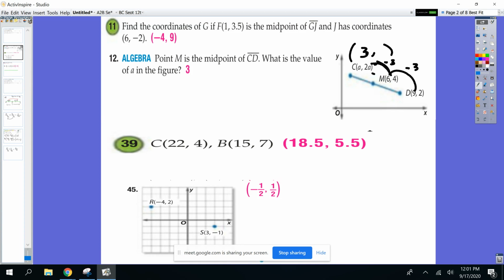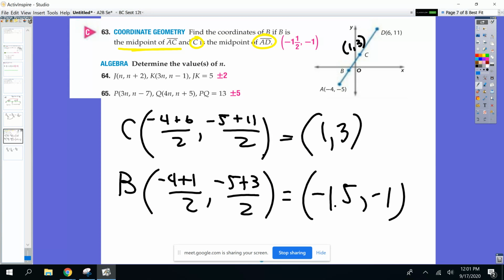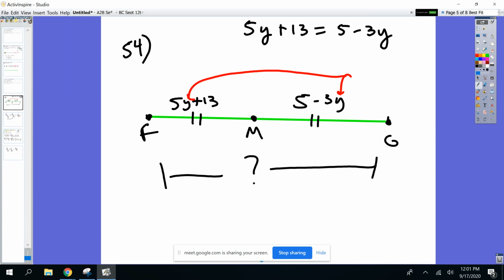Let's go. 54, everyone. Here was 54. It said M was the midpoint of FG. So if M's the midpoint, according to my definition yesterday, it cuts FM and MG into two congruent segments. That's why you see the hash marks on FM and MG. Definition of a midpoint.